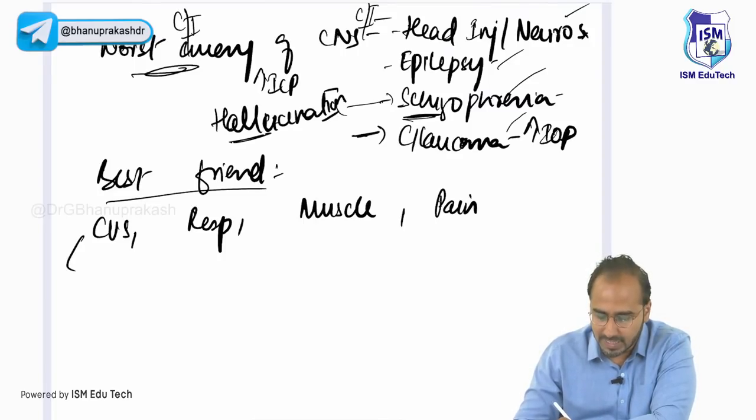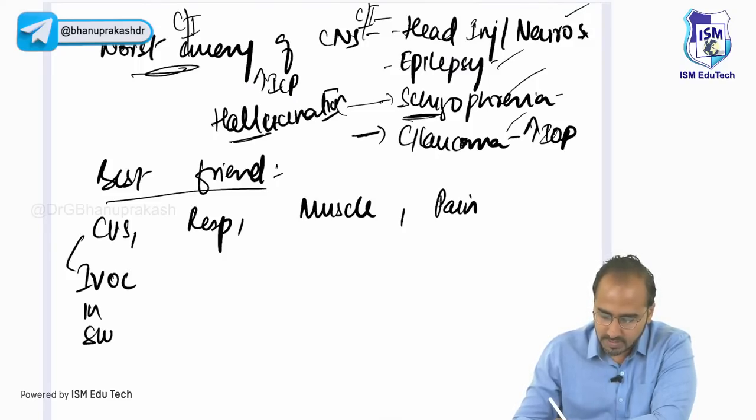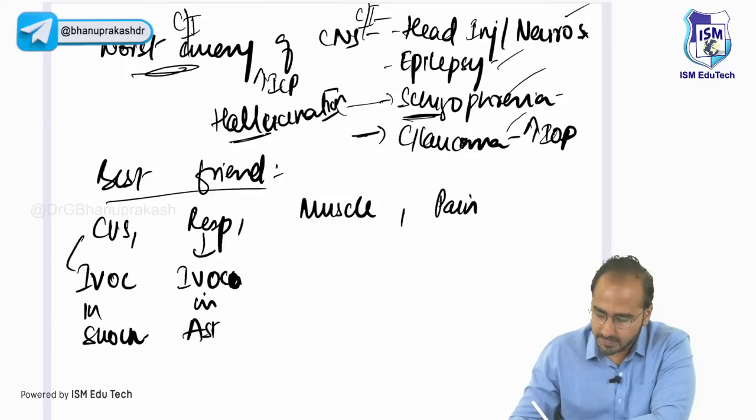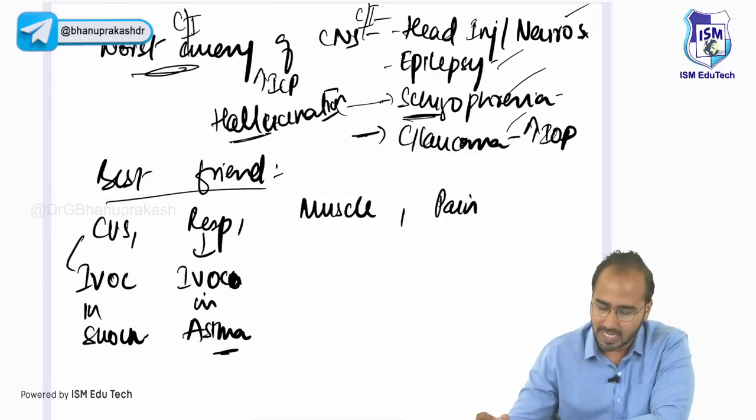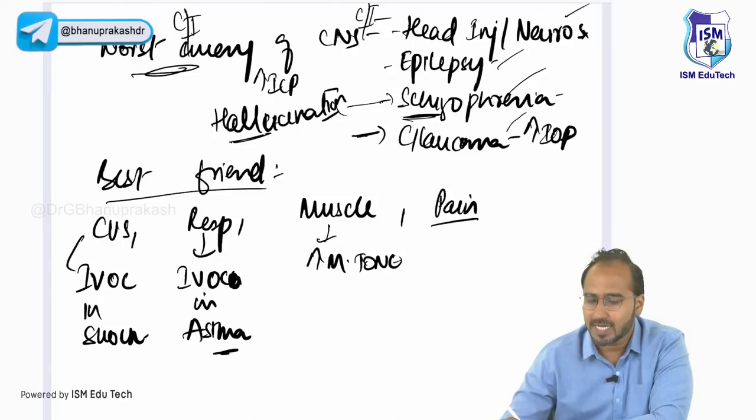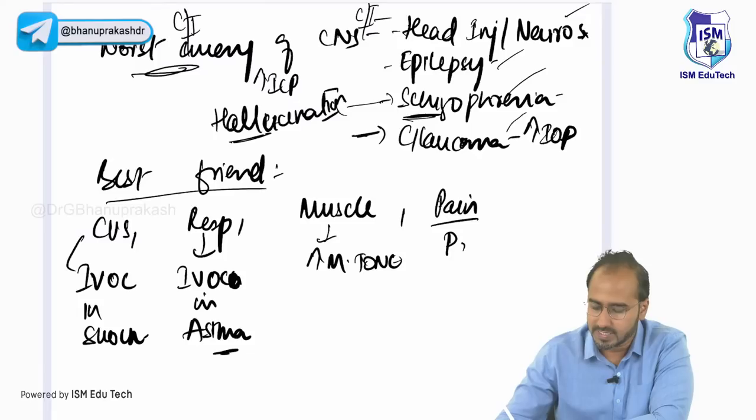Best friend of CVS means ketamine is the IV induction agent of choice in shock. Respiratory: ketamine is regarded as the IV induction agent of choice in asthma. In muscle, it is just increasing the muscle tone. Pain: ketamine is the only IV induction agent that is painless.